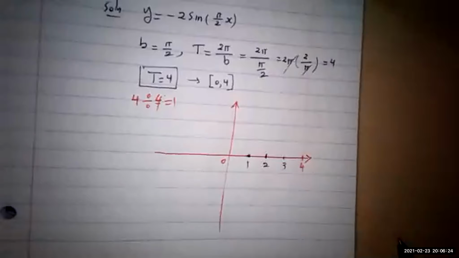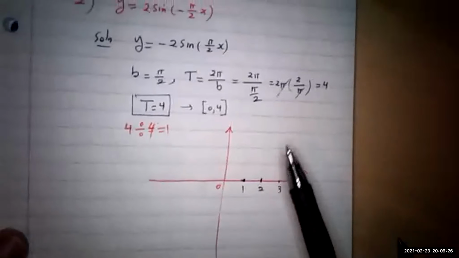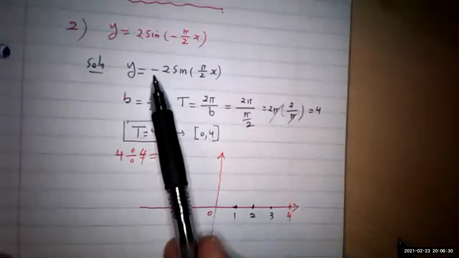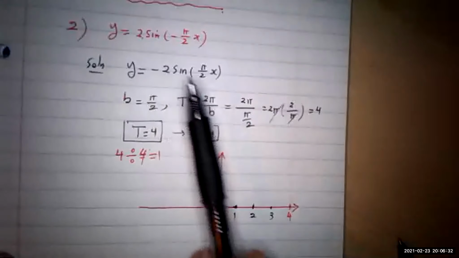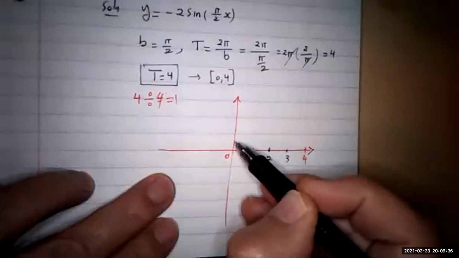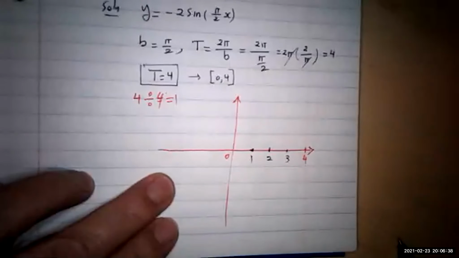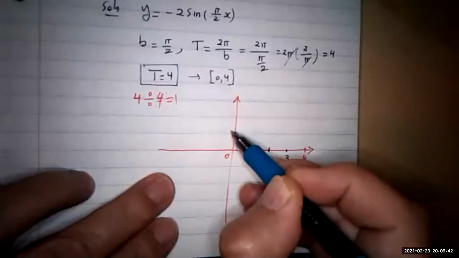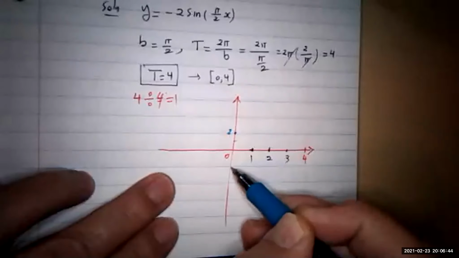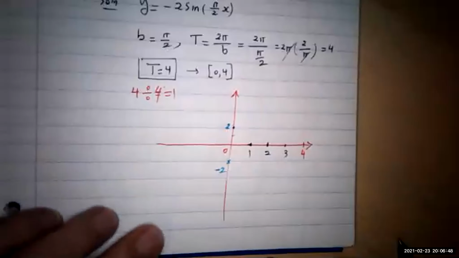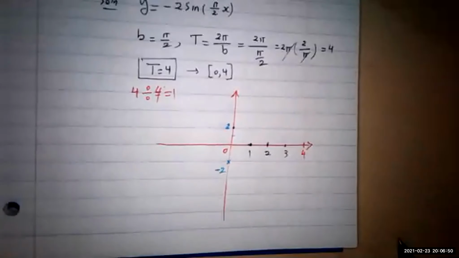Now, how far are you going to go up and down? The number is 2. It's a negative 2. You know that amplitude would be the absolute value. So 2 up, 2 down. This is how far you're going to go up and down. So we identify that this is going to be a positive 2, and over here, this is going to be a negative 2.